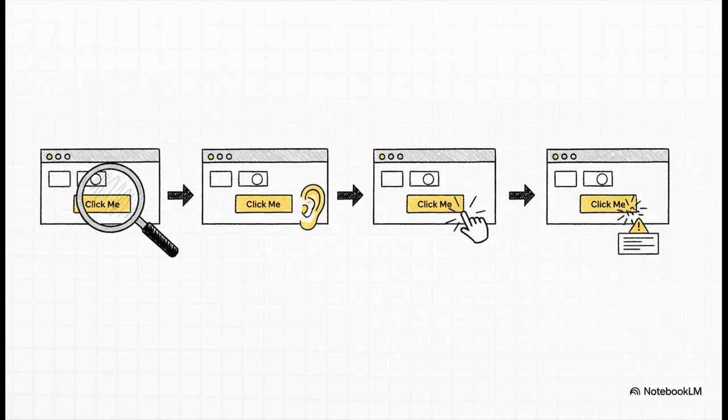And here's exactly what that looks like in code. See? We grab our button, we use addEventListener on it, we tell it, hey, listen for a click. And then we give it a function to run. So the second a user clicks that button, boom, our function fires off and that alert message pops up. It's so simple but incredibly powerful.